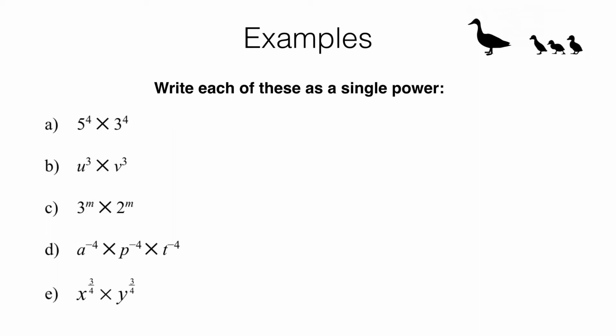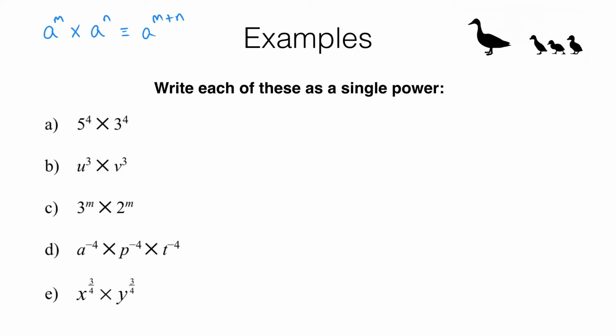In an earlier video, we came across this index law. This tells us that if we are multiplying two powers with the same base, we can simply use the same base but add those indices together. This time, we're going to be looking at multiplying powers where we don't have the same base, but we do have the same index. Let's look at question A.